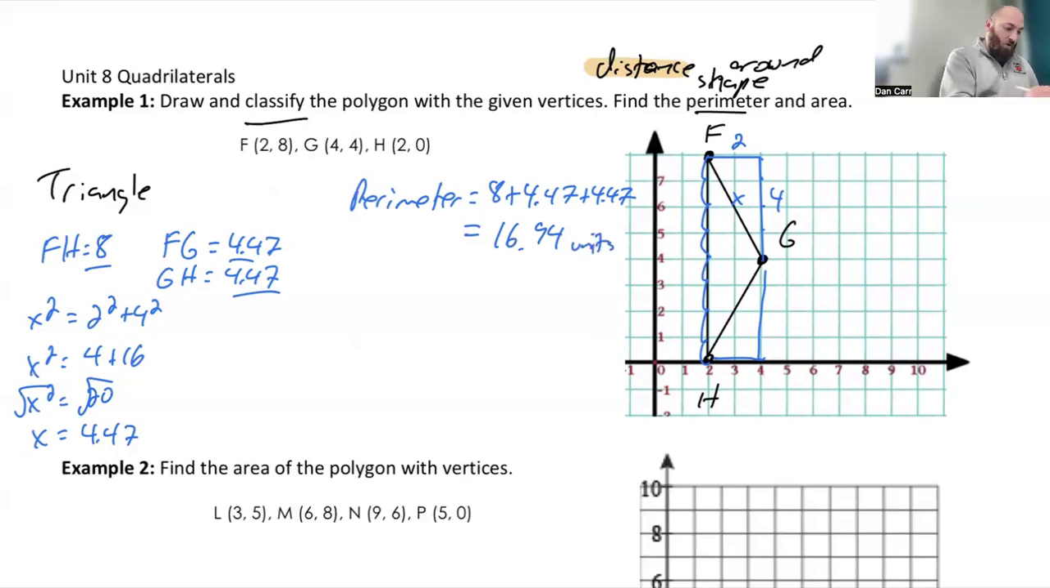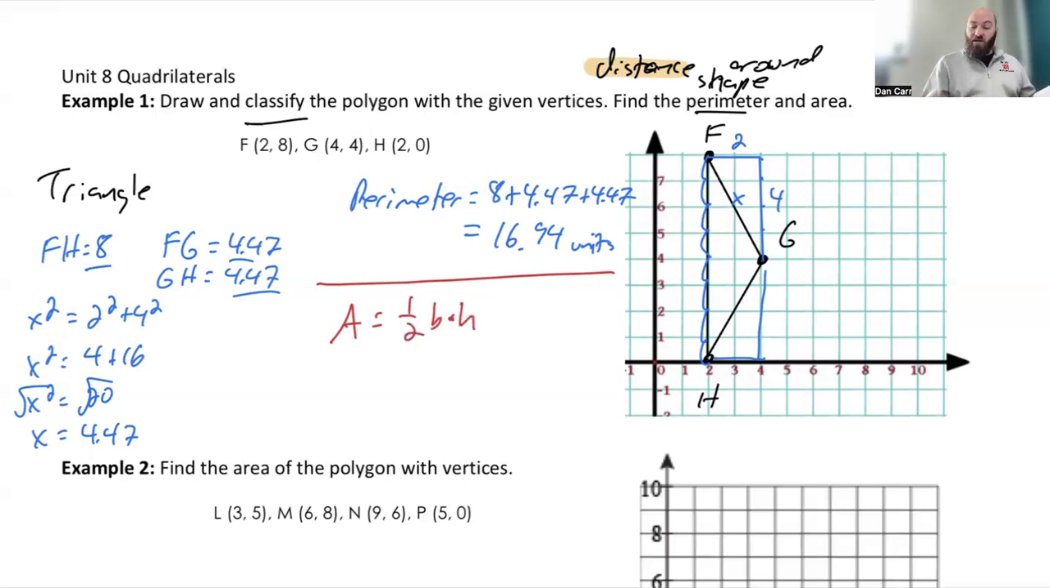Okay, now area. The key on this one is once we classify the shape, we know that we're going to use 1/2 base times height. The thing with triangles is base and height can be different. Technically speaking, I could call this the base, but then the height is difficult because the height would have to be perpendicular like this. So my triangle height would be outside that triangle there.